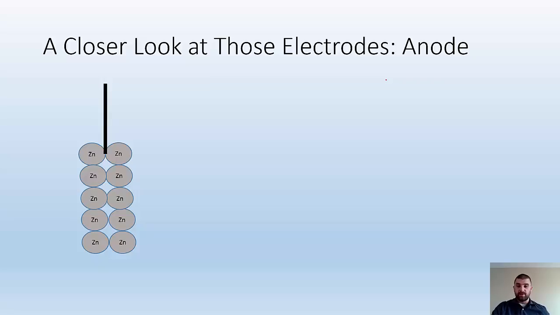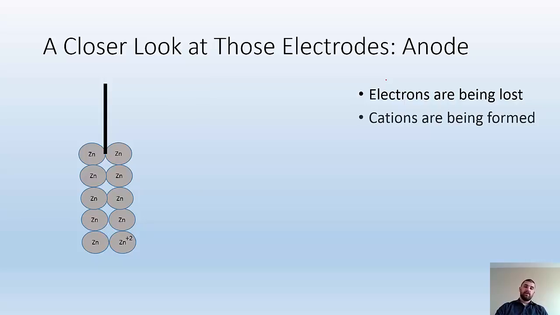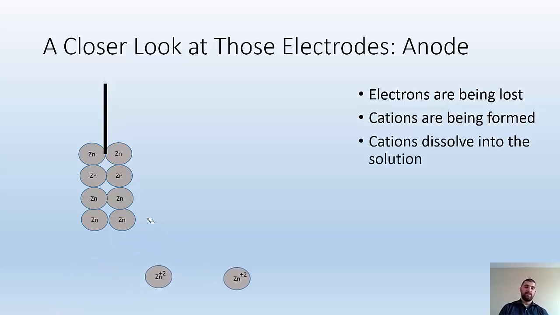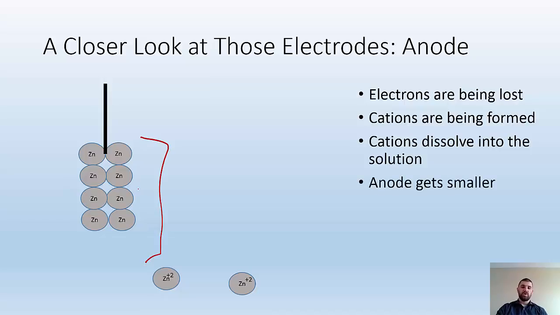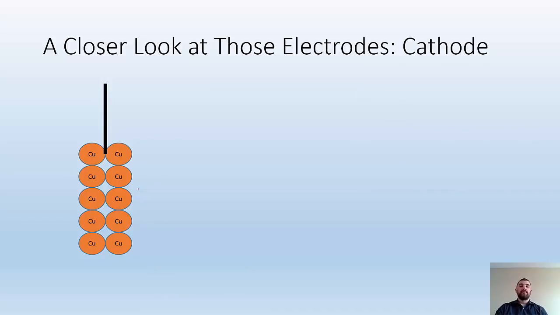All right, so a closer look at those electrodes. The anode: what's going on there? Electrons are being lost. So we have zinc losing those electrons, and cations are being formed. As electrons are being lost, we're making these charged particles, these cations. The cations are going to dissolve into the solution, which means what happened to the size of our electrode? It got smaller.